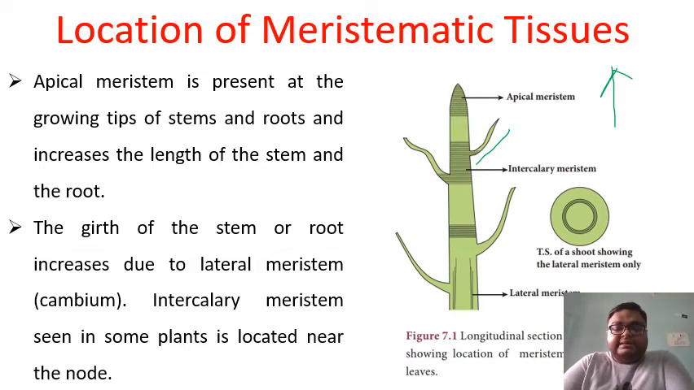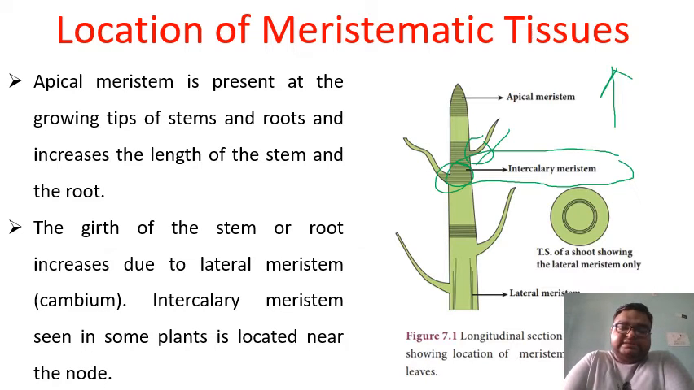Very good. Now there are lateral meristems. You have seen that plants grow not only in height, they also grow in thickness. The tissues that increase the thickness of the plant are known as lateral meristem. Another name for lateral meristem is cambium. Now there is one more type of meristematic tissue, the intercalary meristem. These intercalary meristems are present near the nodes of the plants. Okay, students? Very good. Let's proceed ahead.